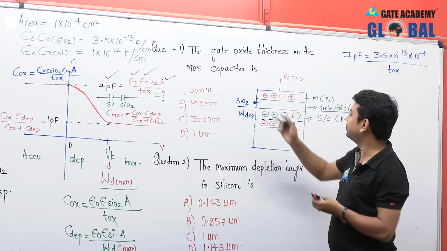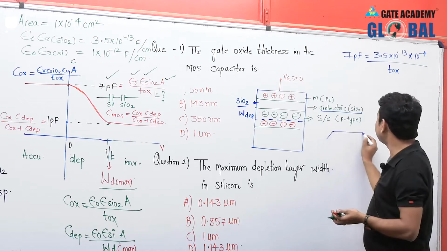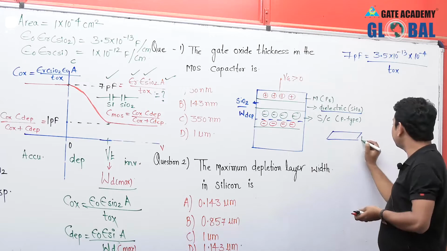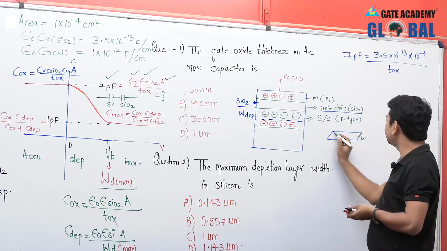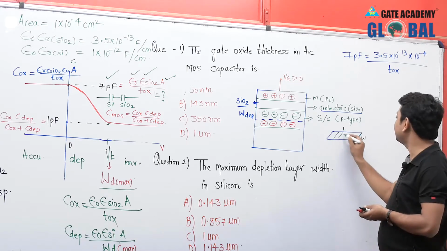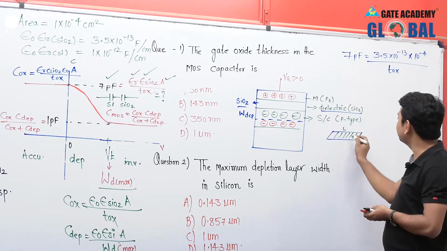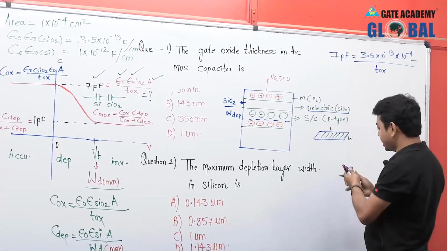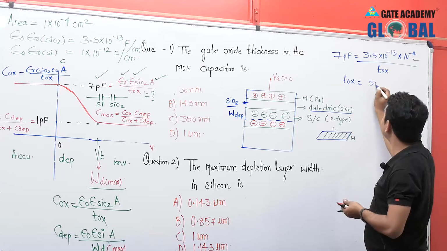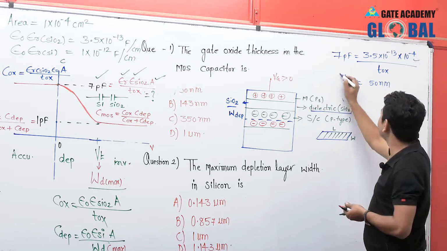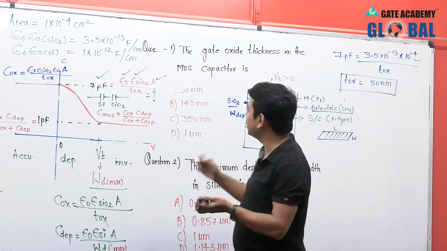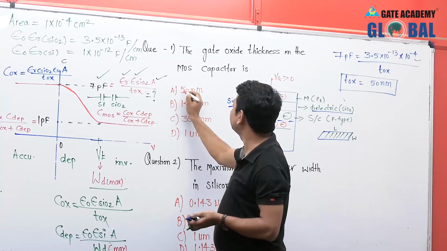Suppose we have the metal plates. The metal plate has some length and some width. This is the width of the metal plate, and this is the length. If you multiply these two, you get the area. So this is the area of cross section, and it is given here. We have to find out what the thickness will be. After solving this, we get the value. This is 50 nanometer, and this will be the correct answer for this question. And we have option A, which is 50 nanometer. See here.